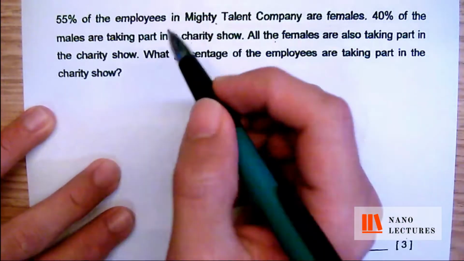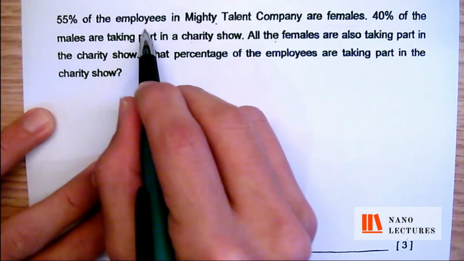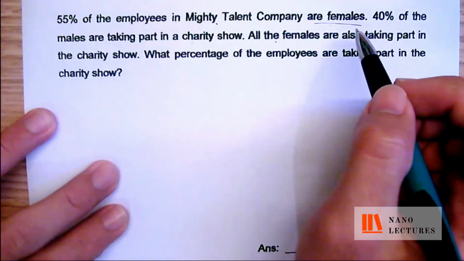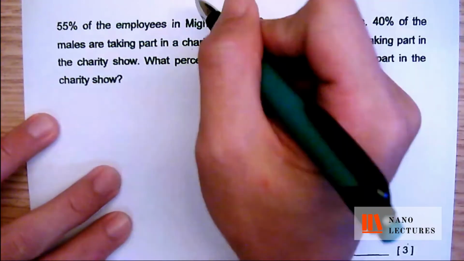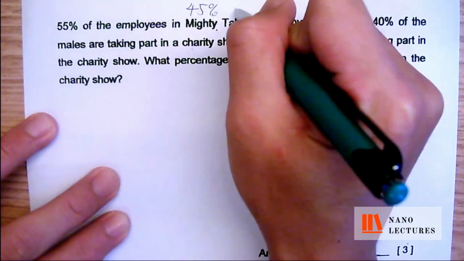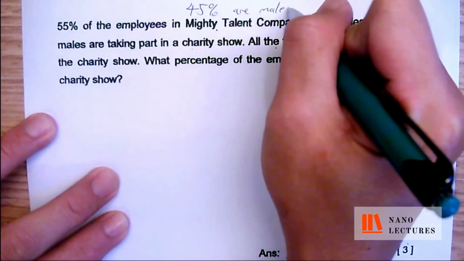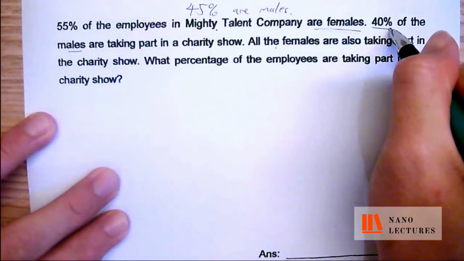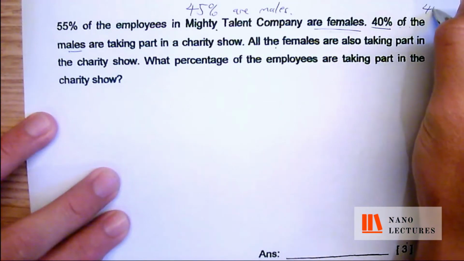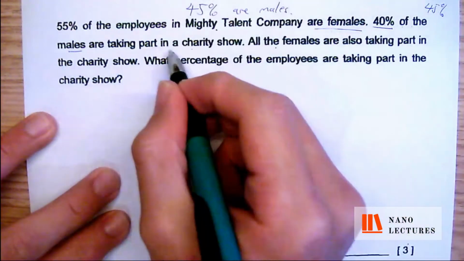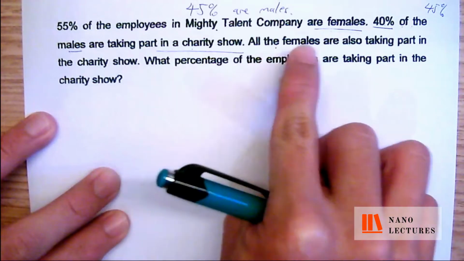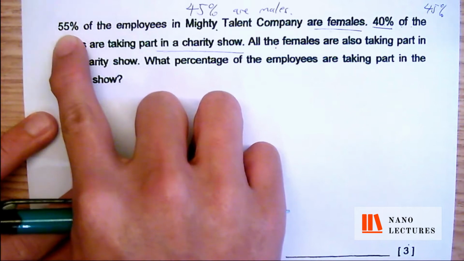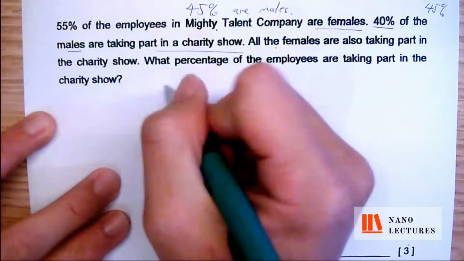Okay. Now let's draw a model. 55% of the employees are females. What does this tell us? It tells us that 45% are males. Then they said 40% of the males, which means it's 40% of the 45% are taking part in the charity show. Say all the females are taking part in the charity show, which means that 55% are taking part in the charity show.